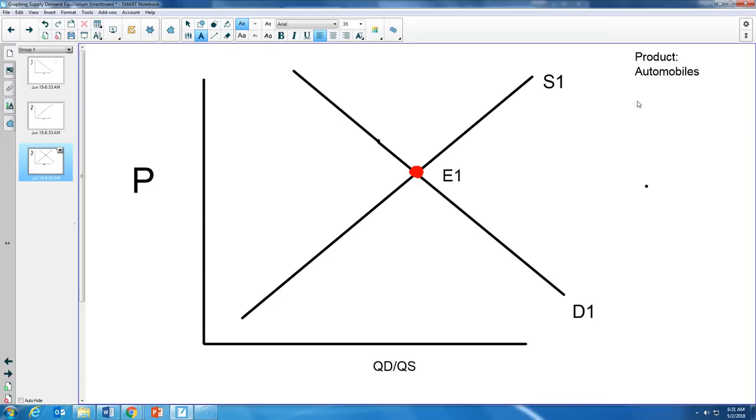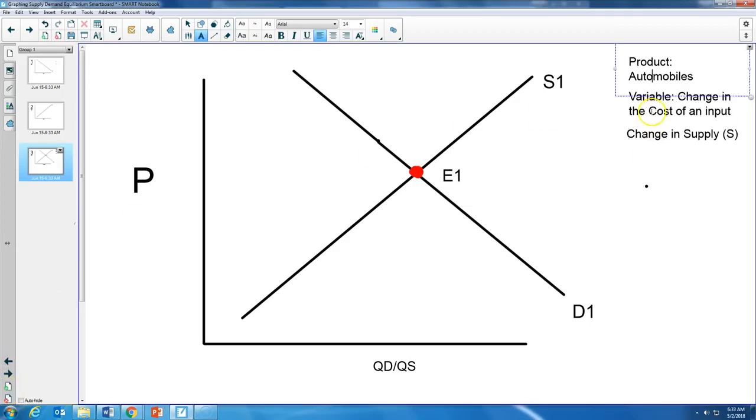So you want to look at your non-price determinant list for supply. If you go through those, you'll see that paying workers is the cost of labor, and that is an input. So for our variable we're going to put change in the cost of an input. Then in the following box, make sure that you acknowledge that it is a change in S. We're putting S capitalized instead of QS because we are shifting the entire supply curve as a result of this non-price reasoning.